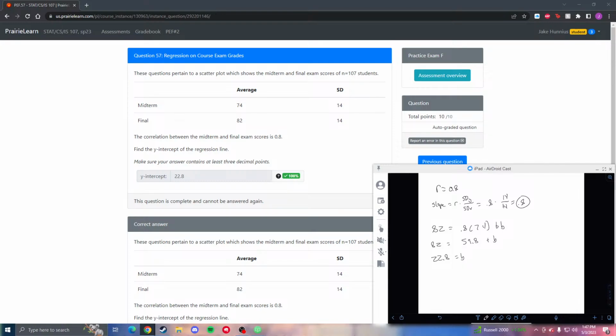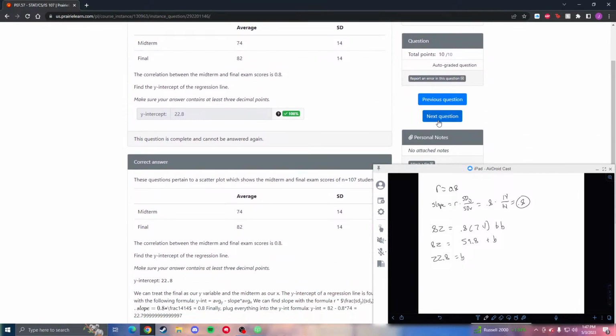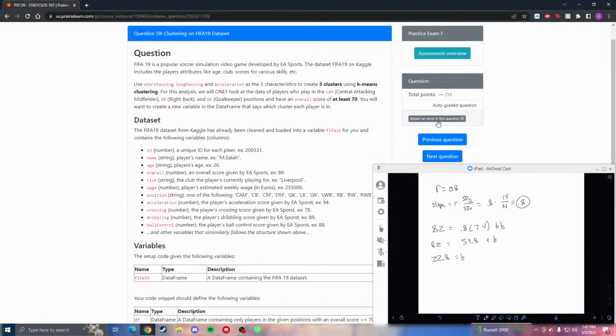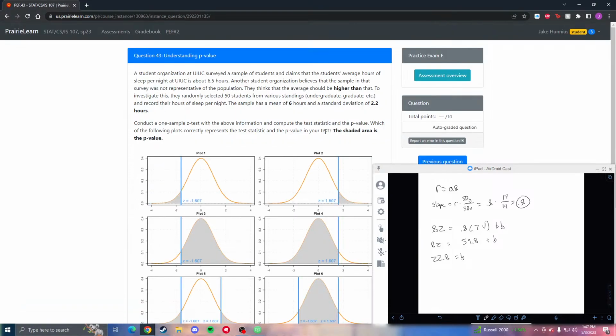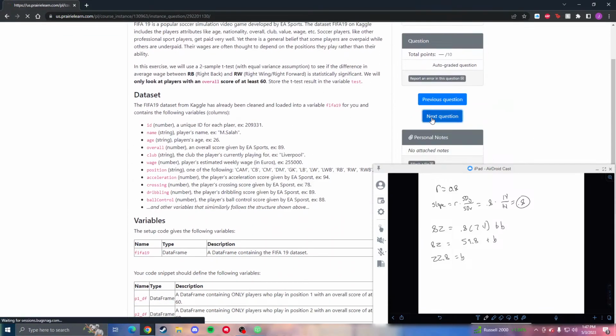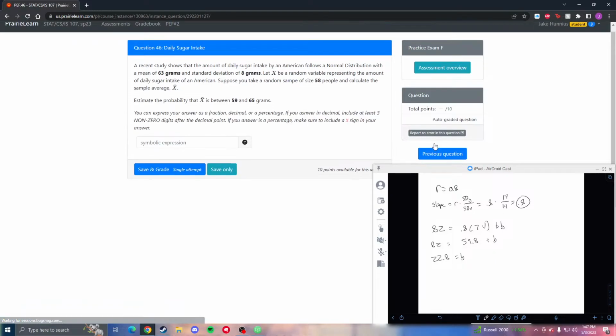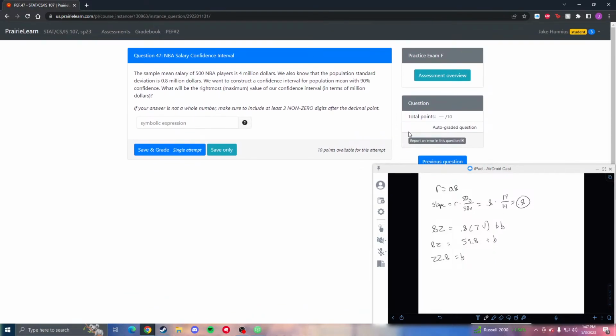NBA salary confidence interval. Okay. Let me just check to make sure I don't have that one on here. I haven't looked at the confidence interval questions yet. Sugar intake. Oh, this one. Okay, cool.